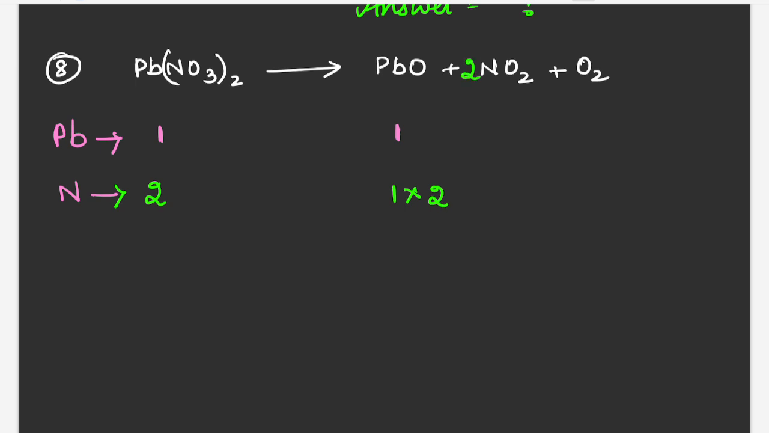So next we have to balance oxygen. Oxygen on the LHS side: 3 2s are 6, so I'll be writing here 6. On the other side, 2 2s are 4, so here 4 oxygen plus 2, 4 plus 2 is 6, 6 plus 1, 7. So totally you will be having here 7 oxygen atoms. So oxygen atoms are not balanced.